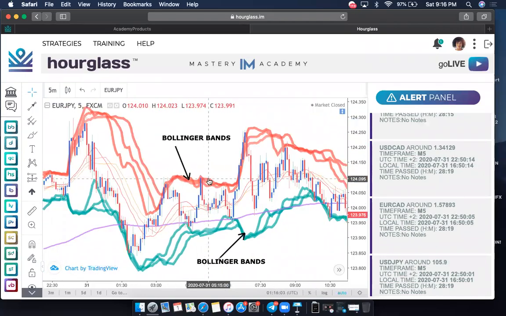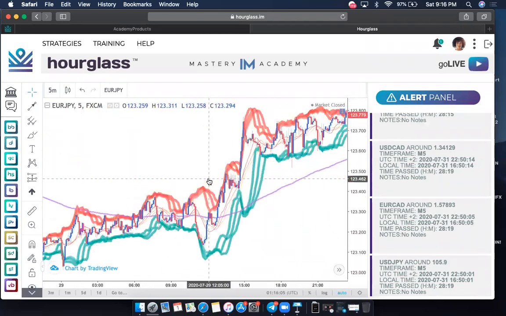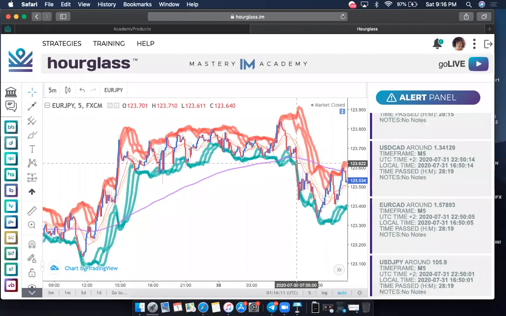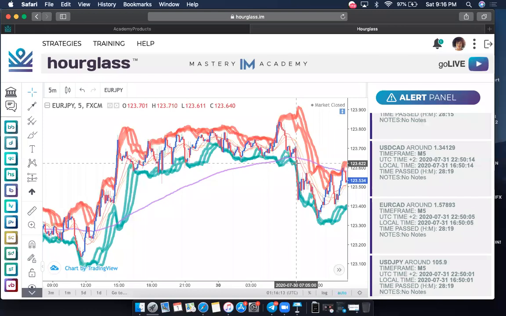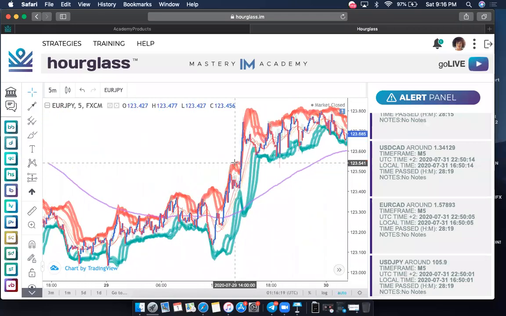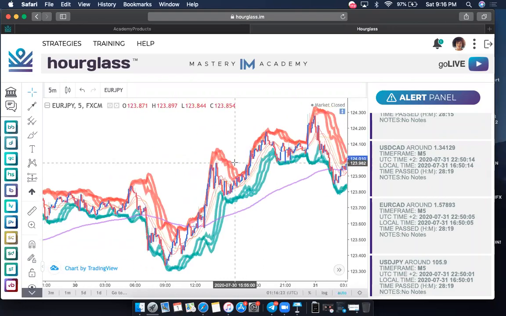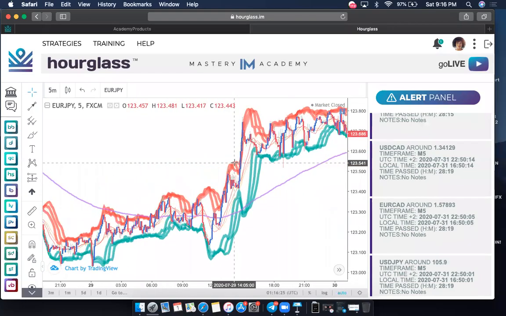Now, what you'll also notice is this purple line. This purple line is very important, and as you will see in one of the steps, you'll see how critical the purple line is. The purple line will let you know the trend of the market. It'll let you know the direction of the market.